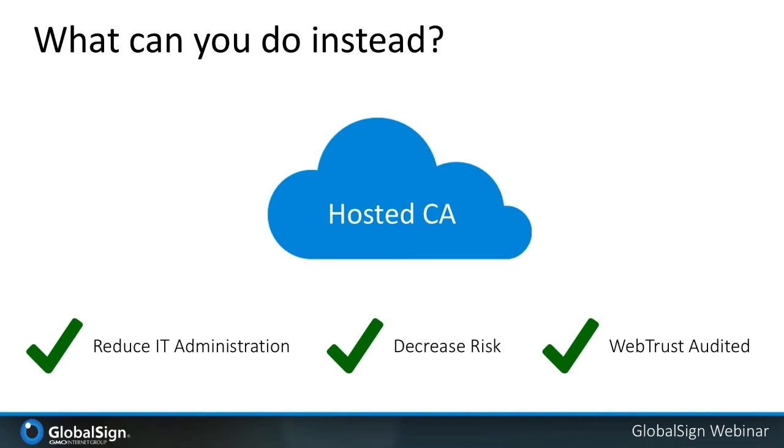So what are your other options? Well, the only other option in that case is to run a managed PKI service. Start using a hosted CA. A hosted CA reduces internal IT administration. It reduces risks associated with managing, maintaining, and securing an in-house PKI infrastructure. And hosted CAs utilize strict web trust audits with industry standard documented certificate policies and practices.